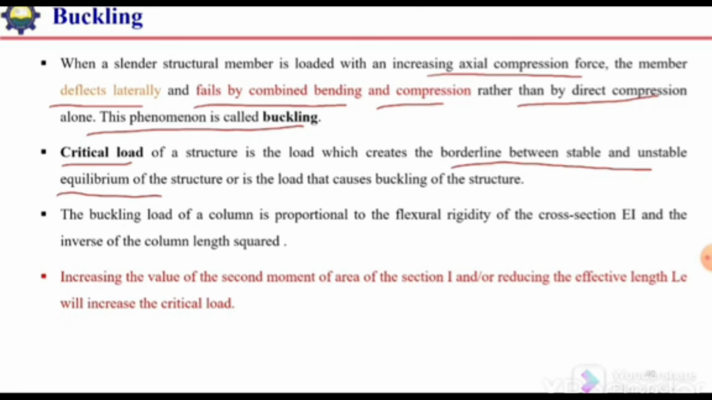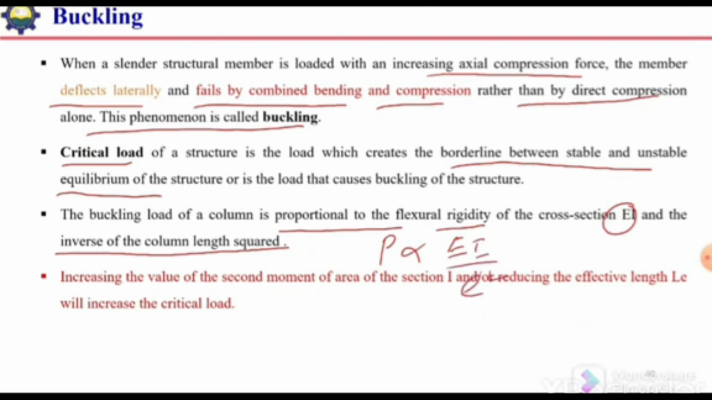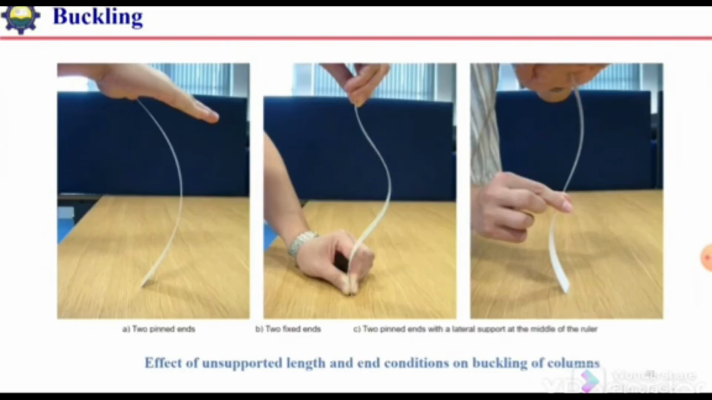The buckling load of a column is proportional to the flexural rigidity EI and inversely proportional to the column length squared. It is proportional to EI and 1/L squared. So the larger the flexural stiffness, the larger the critical buckling load. It means our structural member will be able to resist higher load before buckling, and the smaller the length, the larger the buckling load. So increasing the second moment of area of the section and reducing the effective length will increase the critical load.